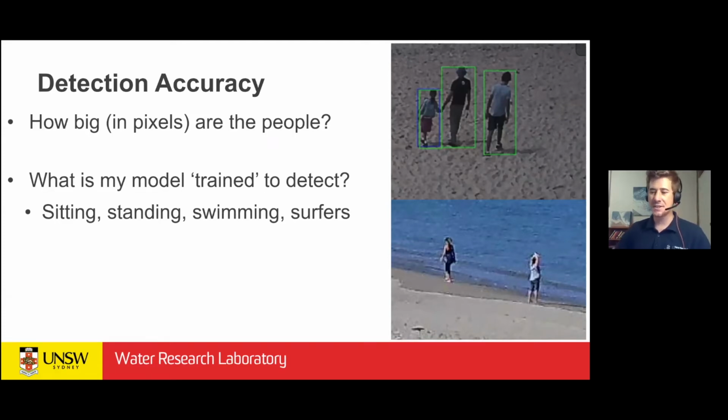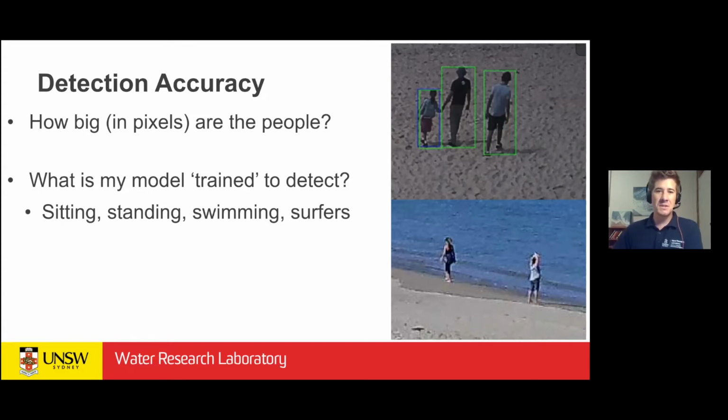So I touched on detection accuracy. One of the biggest factors is, how big in pixels are the people? If they're a long way down the beach, the computer isn't really trained to detect people when they're only a few pixels high. It also gets confusing to a computer, and to a human, what a person looks like when they're 3 pixels high. So there are limitations, and that's based on the resolution of the camera and the zoom.